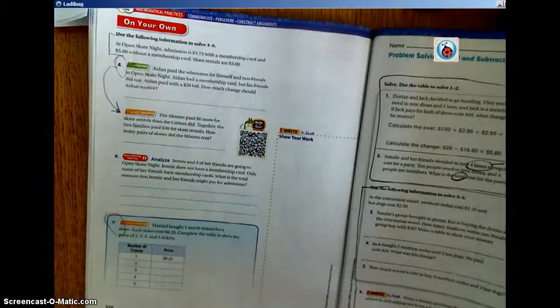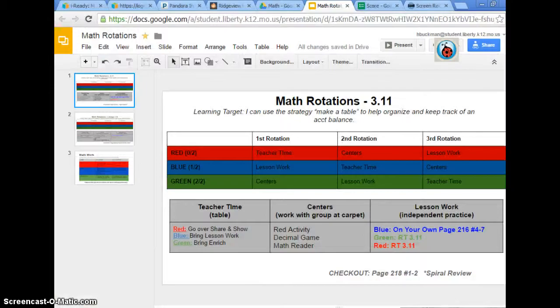So each rotation, you can see that the red, I'm going to walk step by step with the share and show. Why did they miss it? Go over missing skills. When I see the blue group, they're going to bring their lesson work. They're going to bring the on their own. We're going to check it. We're going to make sure they're still on their own. They still have those skills.